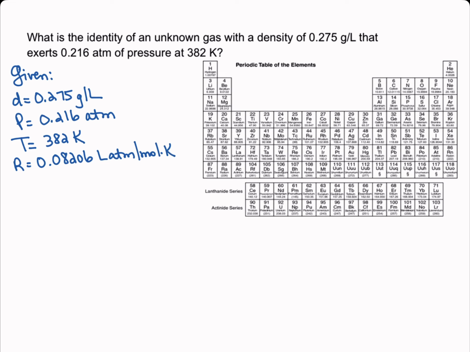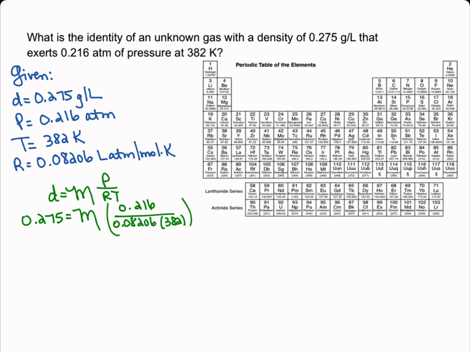Since they gave us density, I'm going to go ahead and use the density formula for an ideal gas, which is D equals M times P over RT. I'm going to plug in the numbers I do have, and solve for M. M equals 39.9 grams per mole.